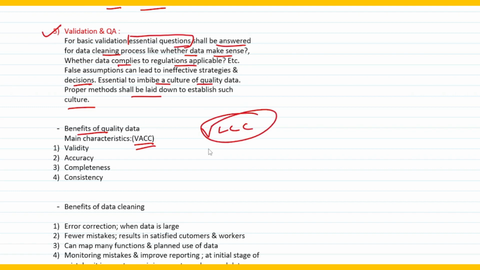I remember it in an easier way. Replace this L by A. So that VLCC has been replaced by A and becomes VACC, and these are the benefits of quality data. That's my way of remembering. If you have a better way, you can do that.